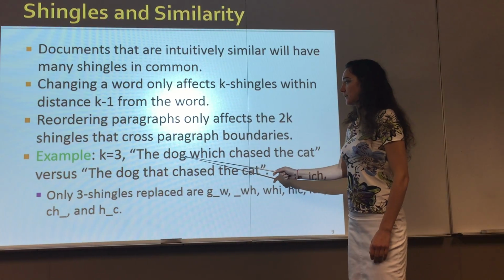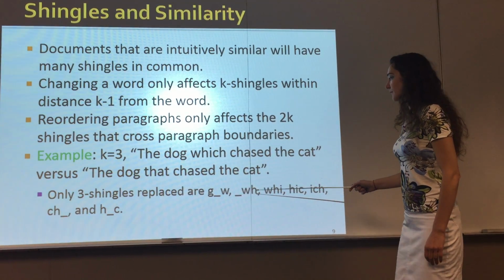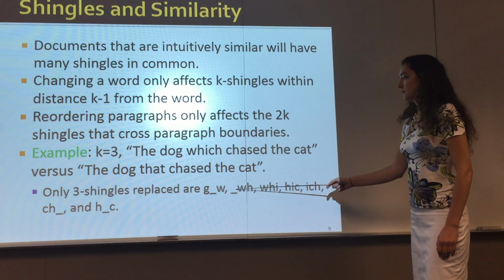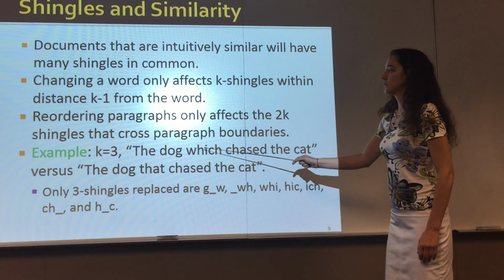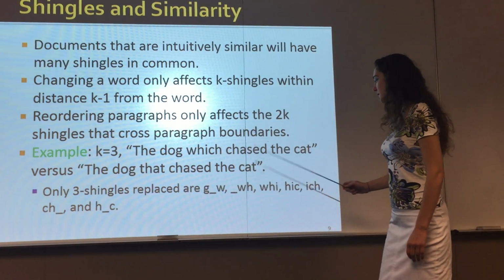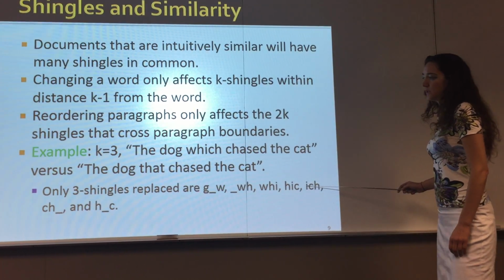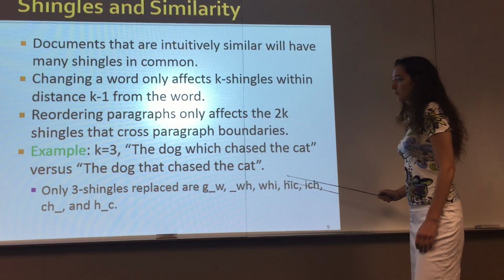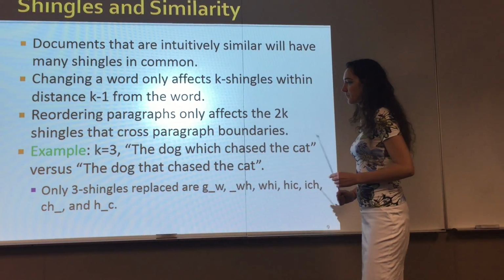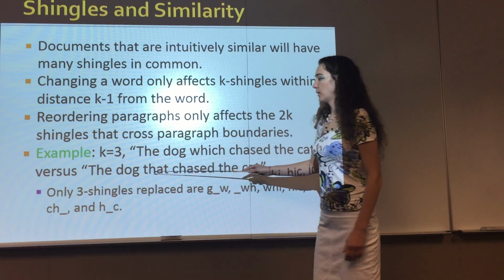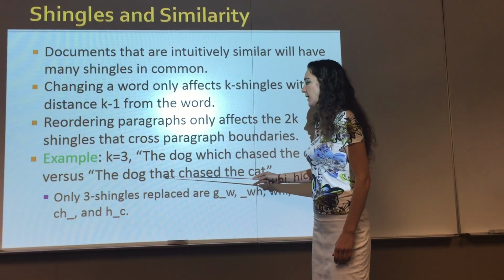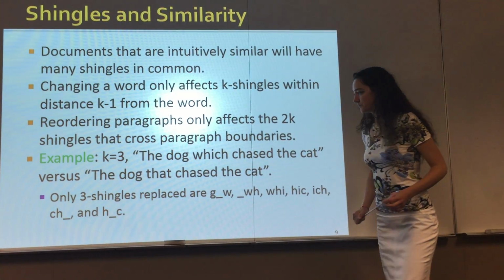GW, because that is here. WH, because that was part of this word. And then all these all relate to that word. And they are replaced with what? With TH, HA, AT, and so on.